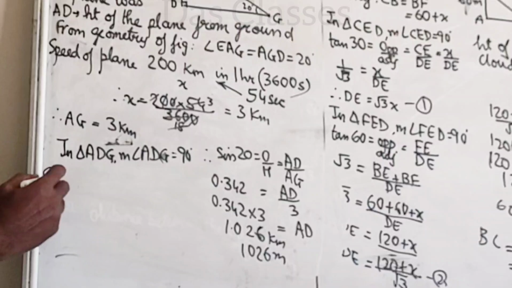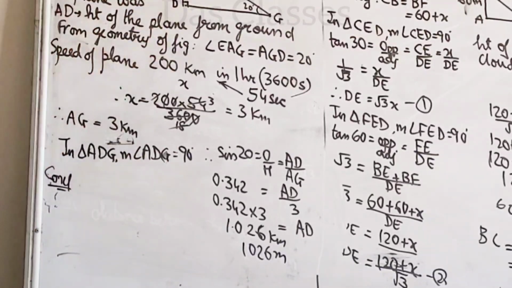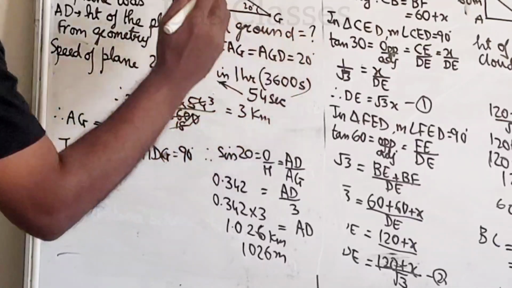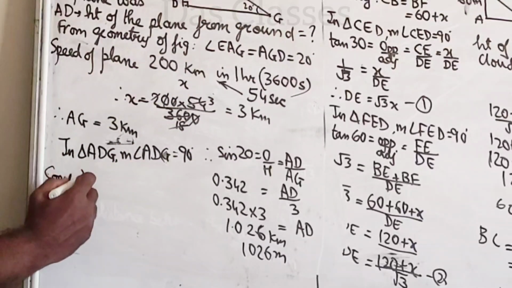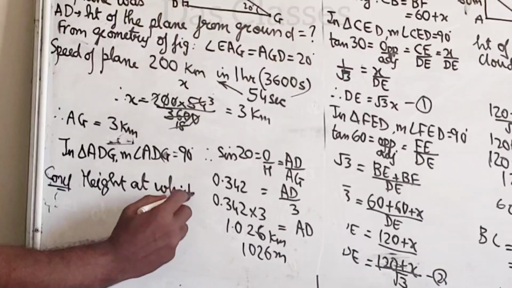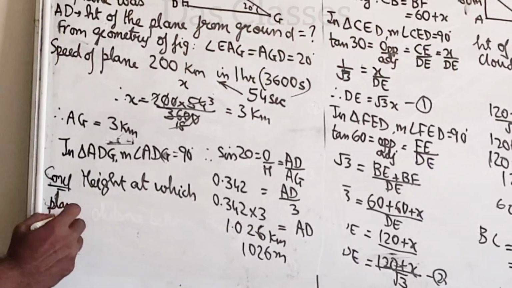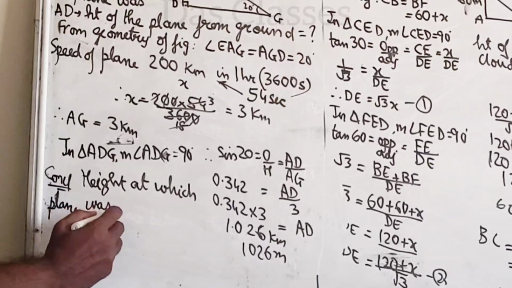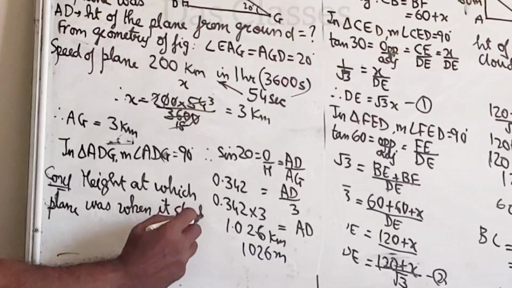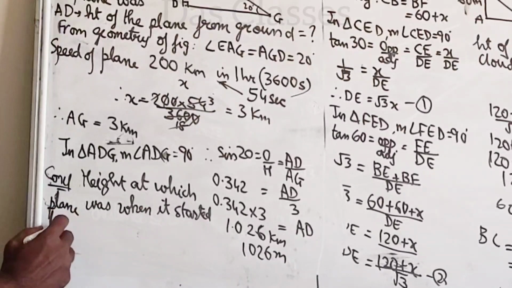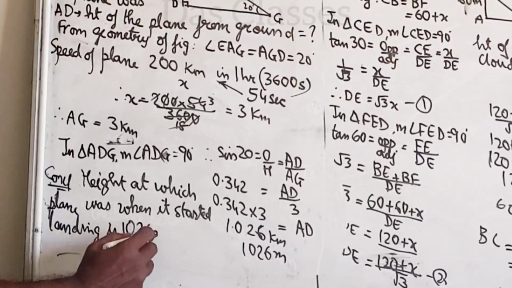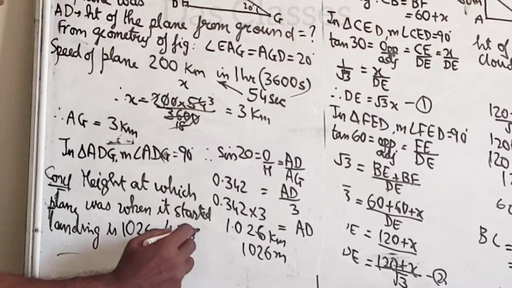So the conclusion: AD, that is the height of the plane from the ground, was the question. Let's write down the conclusion. The height at which the plane was when it started landing is 1026 meters or 1.026 kilometers.